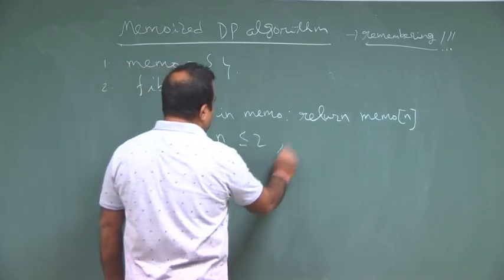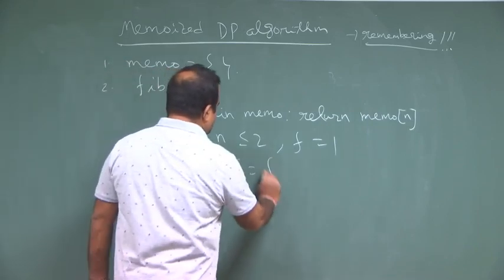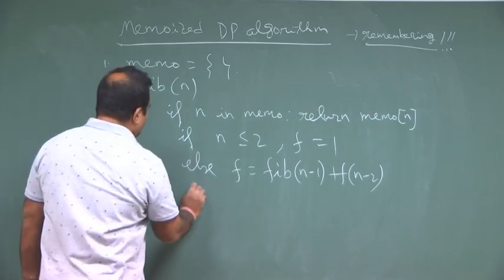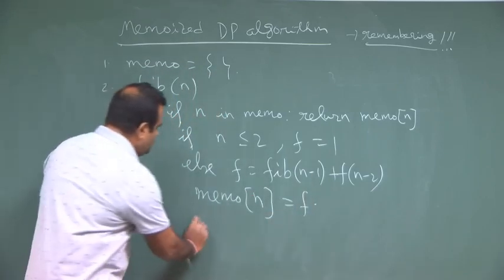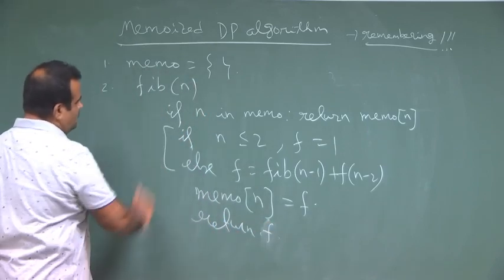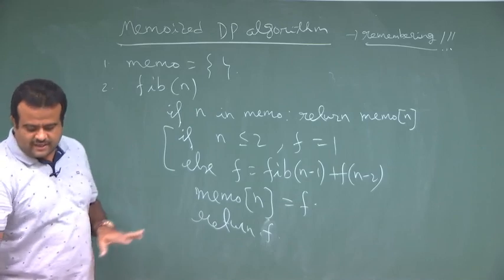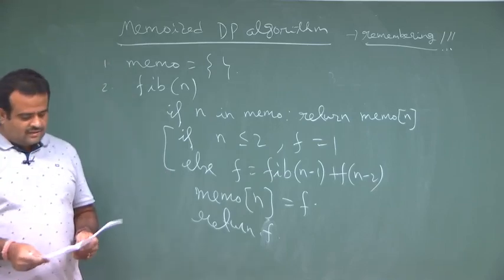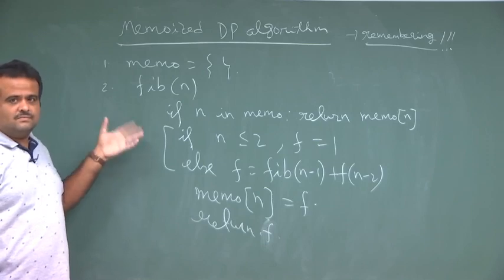Else if n is less than 2, then f is equal to 1, else we compute, we call fib of n minus 1, fib of n minus 2, and then we put this into the memo and we return f. So, this is the recursive step, same as earlier, but here we just look at the table, we just look at the dictionary. If that is in the table, then we are not computing that, otherwise we are computing that. So, this type of technique we can use for any recursive algorithm.